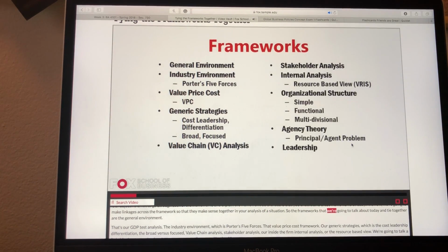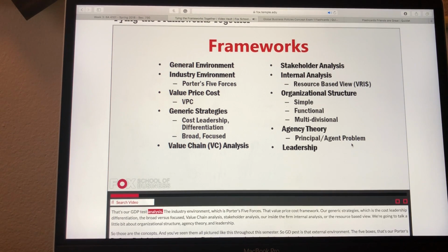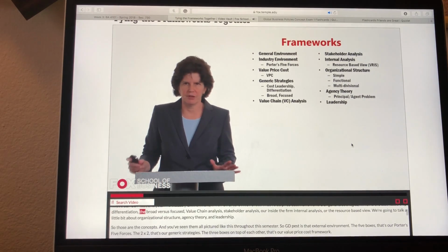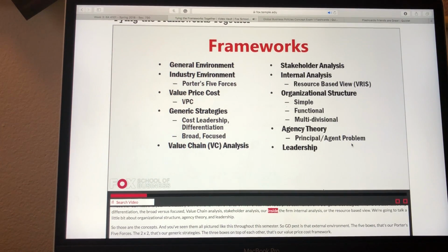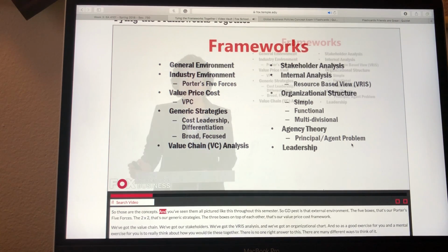Okay, so the frameworks that we're going to talk about today and tie together are the general environment, that's our GD-PEST analysis, the industry environment, which is Porter's 5 forces, the value price cost framework, our generic strategies, which is the cost leadership, differentiation, the broad versus focused, value chain analysis, stakeholder analysis, our inside the firm internal analysis, or the resource-based view. We're going to talk a little bit about organizational structure, agency theory, and leadership. Okay, so those are the concepts.